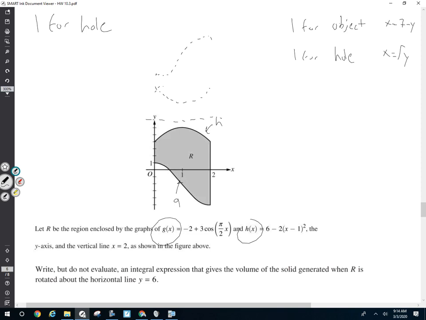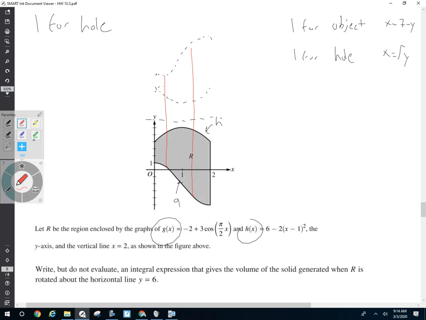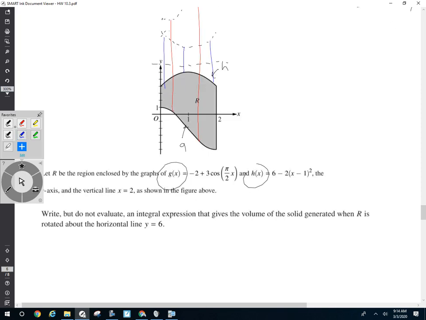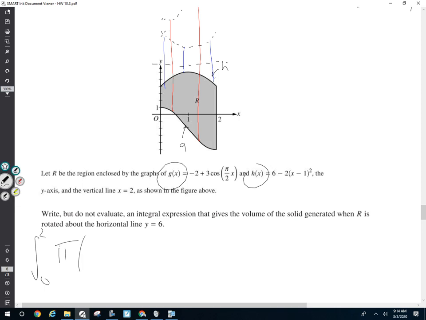Something like that. Red cylinders right here, going to the entire object, summing them up from 0 to 2. Blue cylinders going to the whole. So I could have either, going from 0 to 2, there's skinny width, I'm going from left to right, pi. My red R's are 6 minus g.